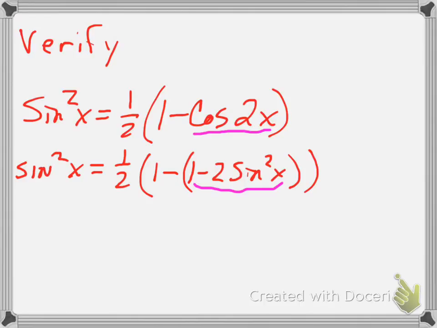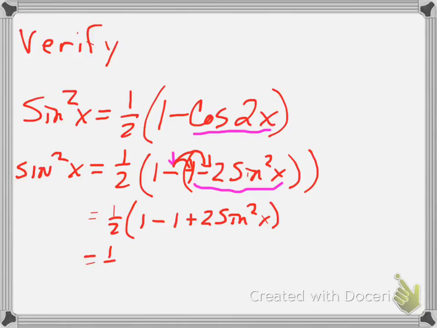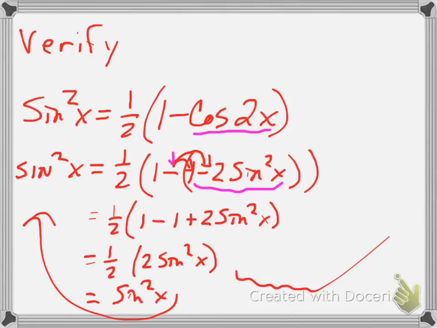Now I have to distribute the negative through the parentheses. When I distribute the negative, I get 1 minus 1 plus 2 sine squared. Somebody get out their calculator and do 1 minus 1 for me. 0? 0. So we have just 2 sine squared x, because the 1 minus 1 cancels. And half of 2 is 1. So Bailey, see how close you were?